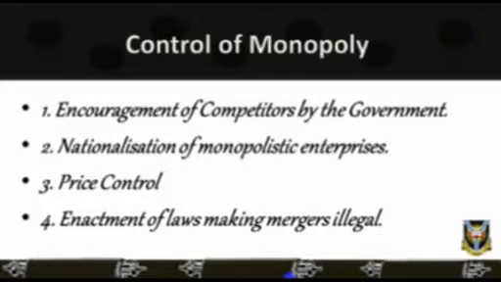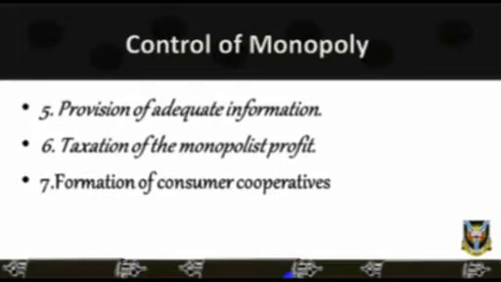4. Enactment of laws making mergers illegal. Laws may be passed that can set up standards and even break up monopolies, with penalties attached to defaulters of such laws. 5. Provision of adequate information. The provision of adequate information about current prices and where goods are available could reduce the discriminating tendencies of the monopolist. 6. Taxation of the monopolist profit.